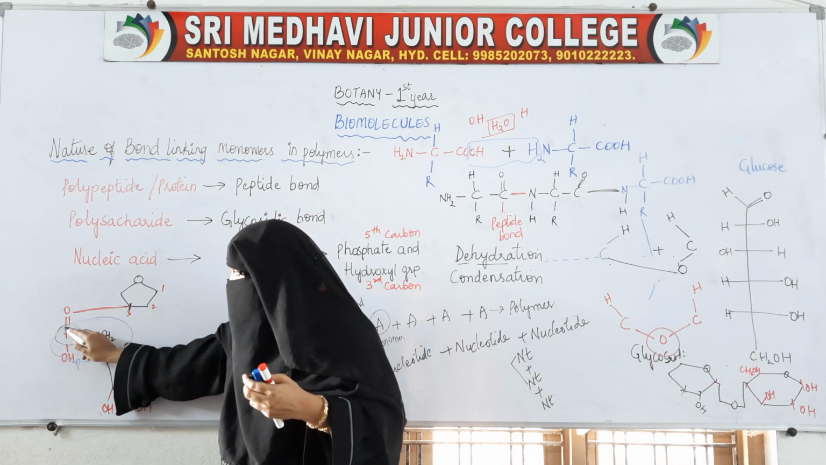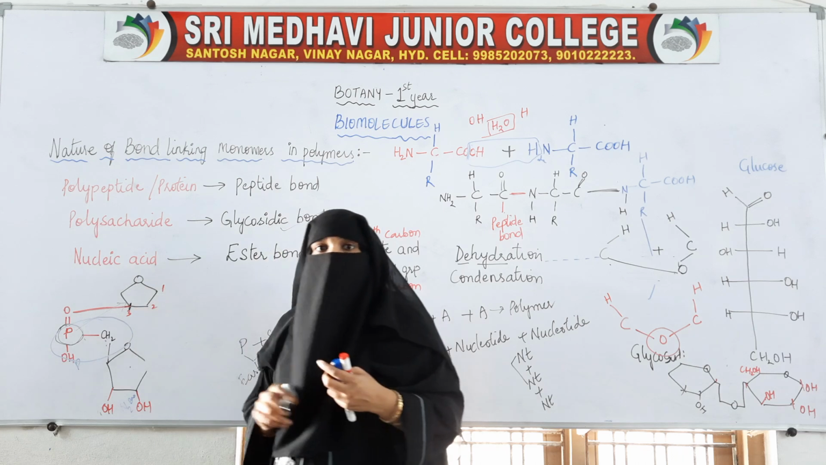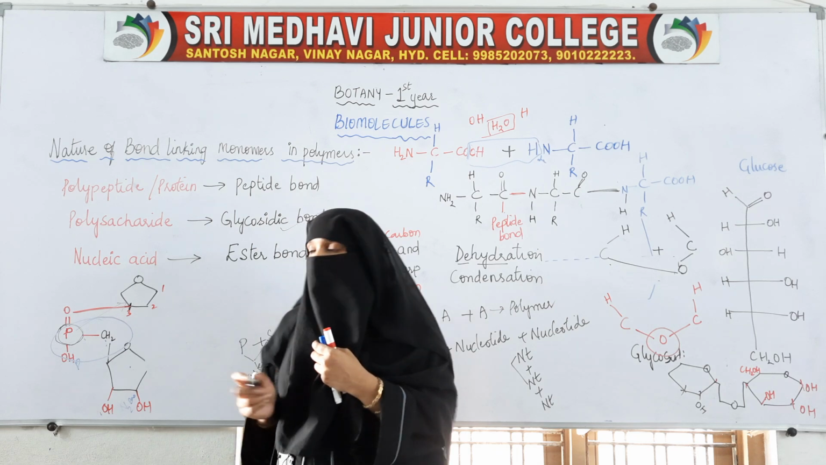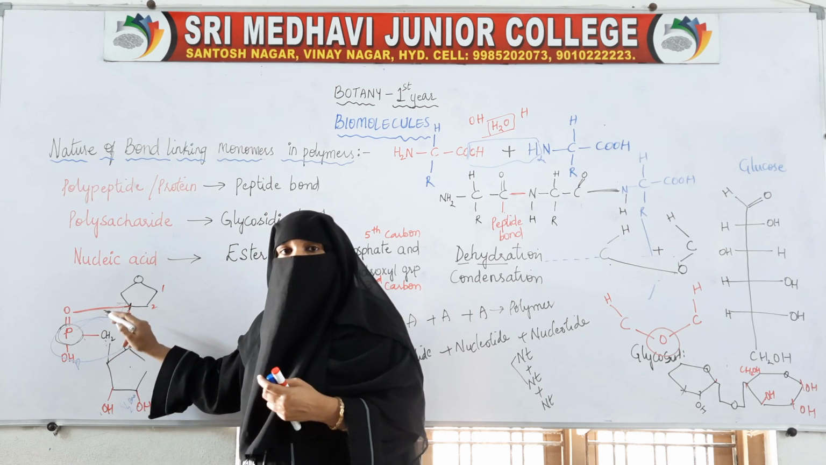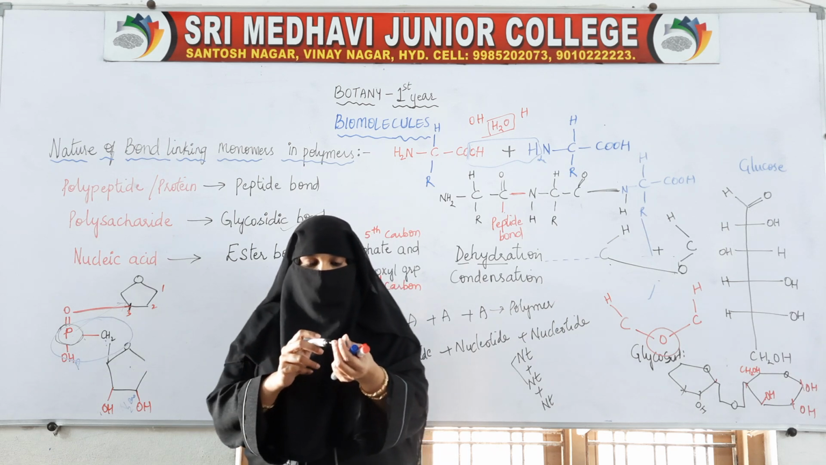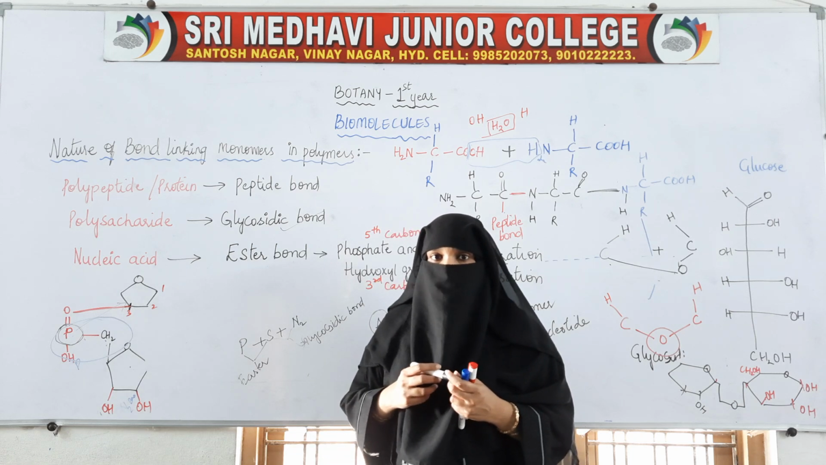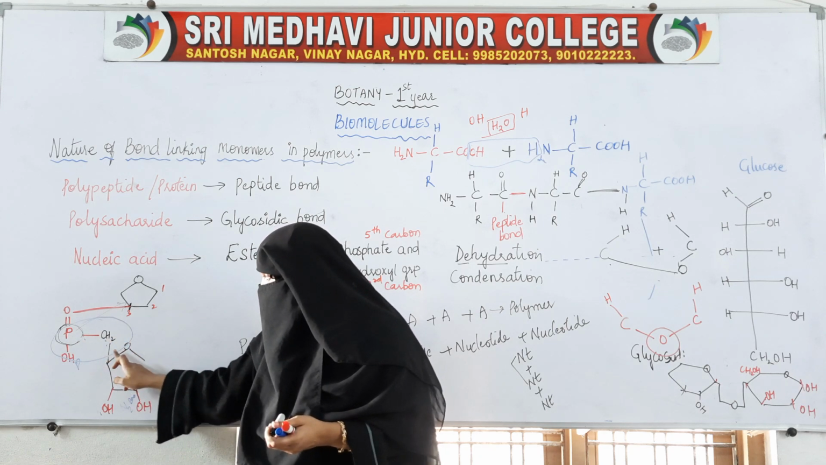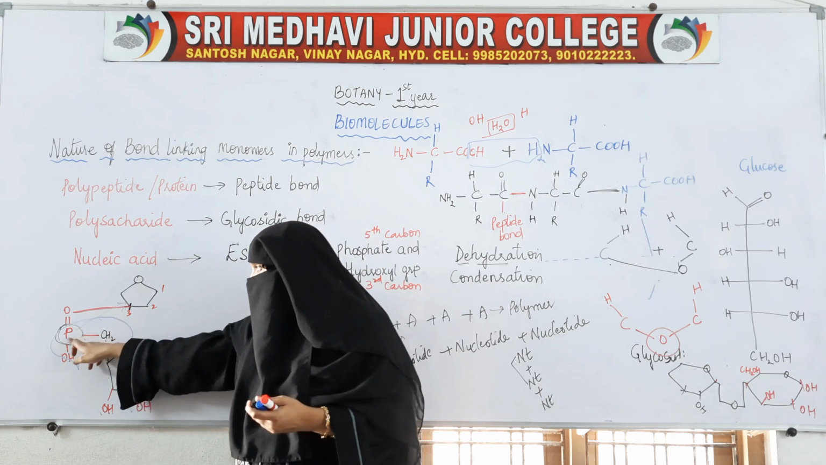This is one nucleotide. A bond is formed between the phosphate of one nucleotide and the carbon of the sugar of another nucleotide. So that bond is called a phosphodiester bond. So here this bond is called an ester bond. Okay, it is between the carbon of sugar and the phosphate, phosphoric acid. So that bond is called an ester bond.